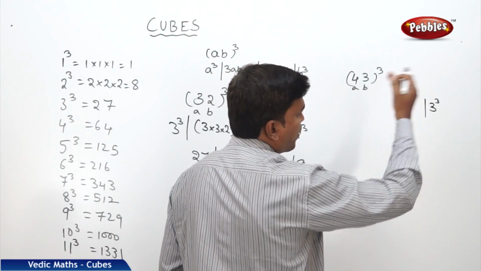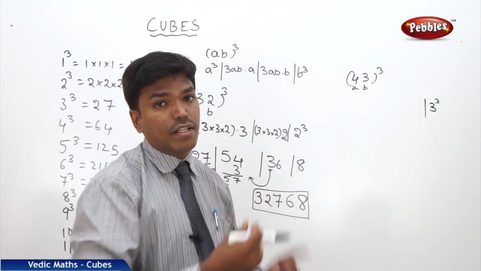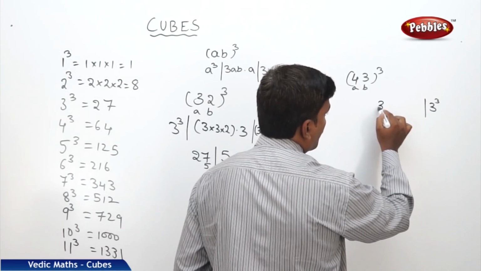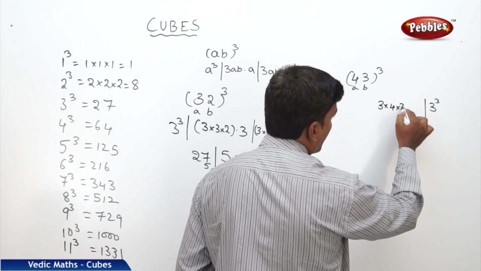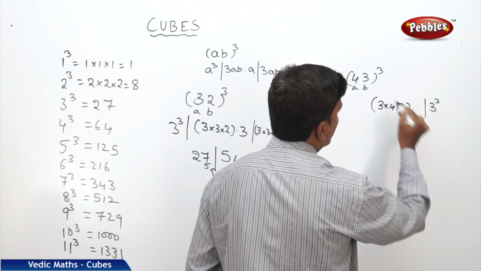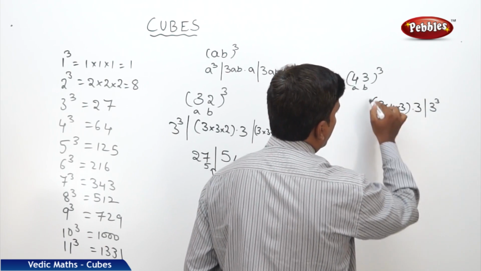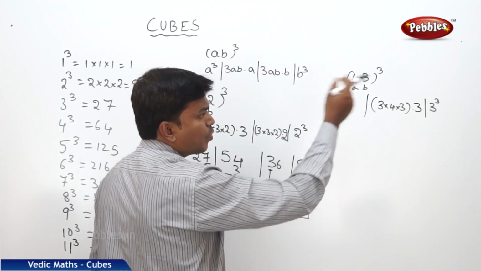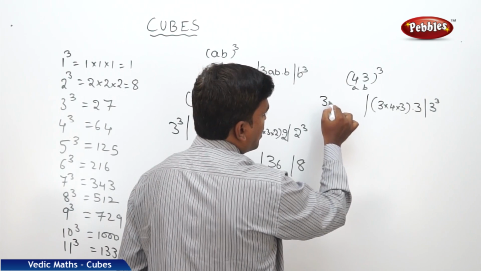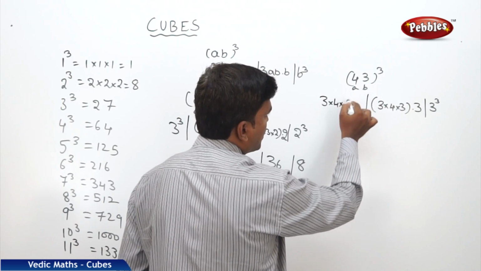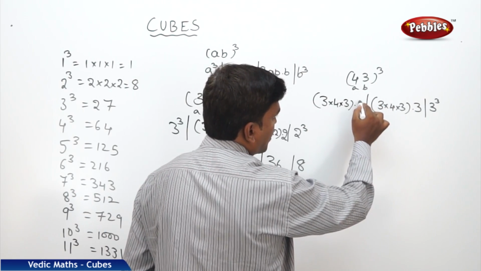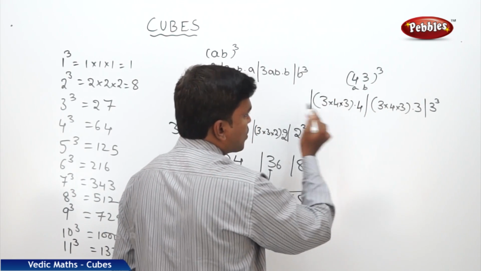3AB into B. What is the second step from the right side? 3AB into B. That means 3 into 4 into 3 into 3. Now what is the third step from the right? 3AB into A. That means 3, A means 4, B means 3 again. 3AB into A, that is 4. Finally, what is the last step?